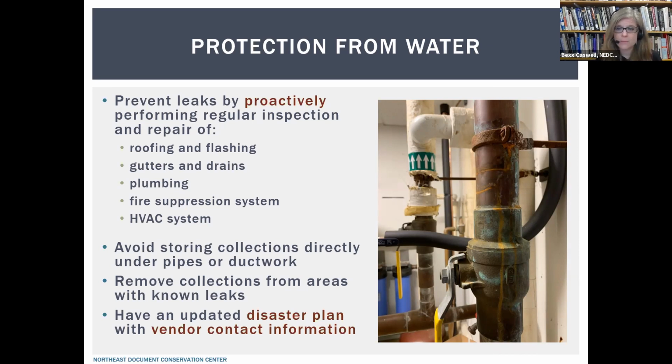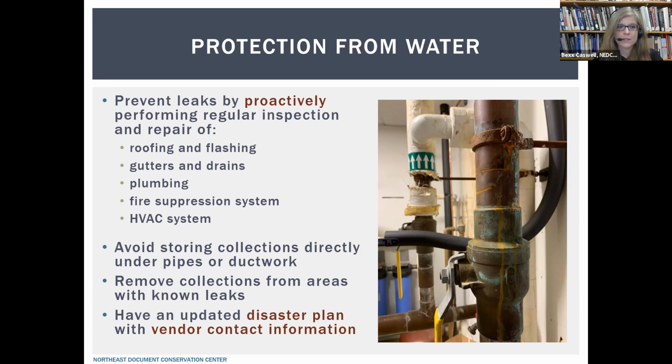If you know you have a problem area, I think everybody in their building knows, like, oh yeah, if it's raining really hard, on the 4th floor over on the east side, that corner leaks. Try not to store materials there if you know that's a problem area. It's also a great idea to have an updated disaster plan with current vendor contact information. So if something does happen, you know who to call.